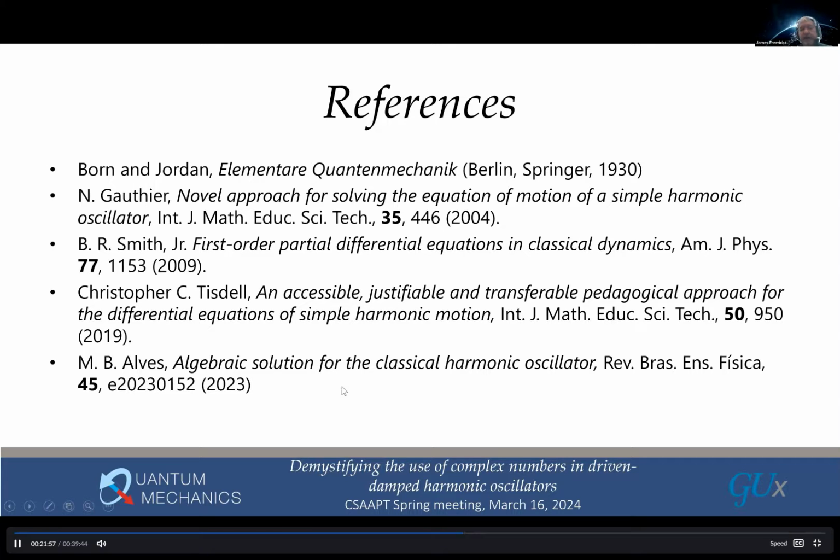And this connection between the classical harmonic oscillator and the quantum oscillator, again, I would say it goes back to Born and Jordan, but there's a recent paper by Alves that also has rediscovered this connection.